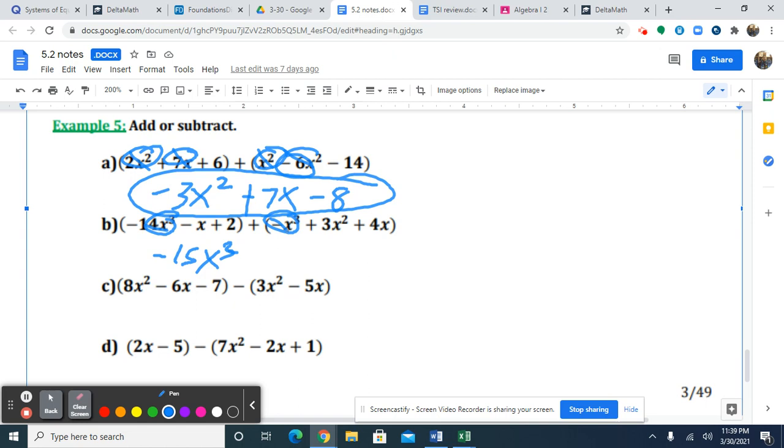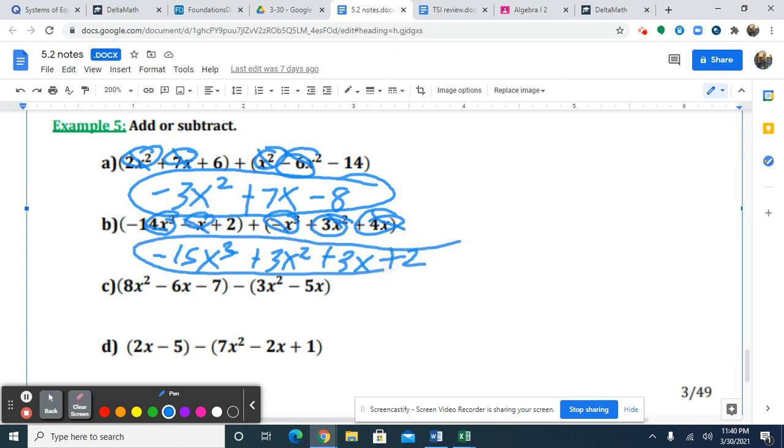We then look at x squared. There's nothing that we can combine x squared with. We only have 1, so we have 3x squared. We just write that. And we have negative x plus 4x, which is 3x. That goes away. And then we're left with positive 2. Nothing that we can combine it with there.